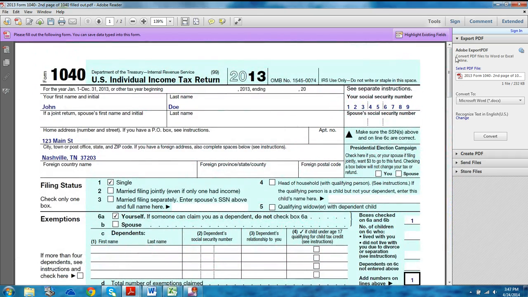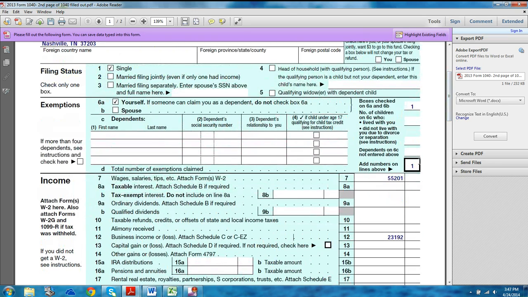So if we start at the top, we'll put your name, John Doe, and your social right here. John Doe does not have a spouse. He lives on 123 Main Street. He has no dependents. If he had a spouse, it would go right here. If he had dependents, it would go right here, and that would increase his exemptions. So it's just him, so he just has one personal exemption. And we'll get to that in just a second.